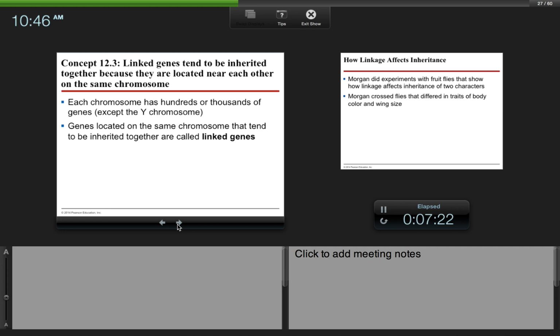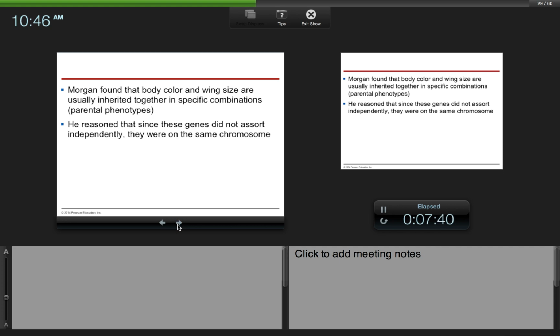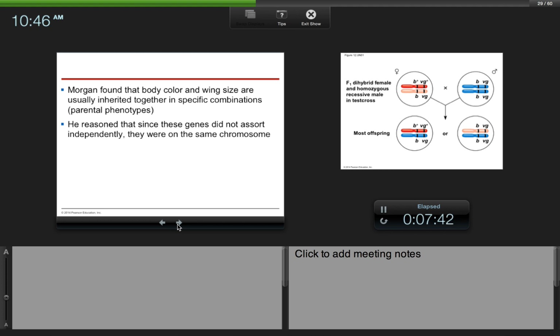Each chromosome has hundreds or thousands of genes except the Y chromosome. Genes located on the same chromosome that tend to be inherited together are called linked genes. Morgan did experiments with fruit flies that show how linkage affects inheritance of 2 characters. Morgan crossed flies that differed in traits of body color and wing size. He found that body color and wing size are usually inherited together in specific combinations. He reasoned that since these genes did not assort independently, they were on the same chromosome.